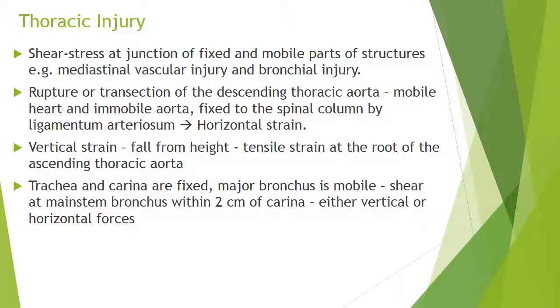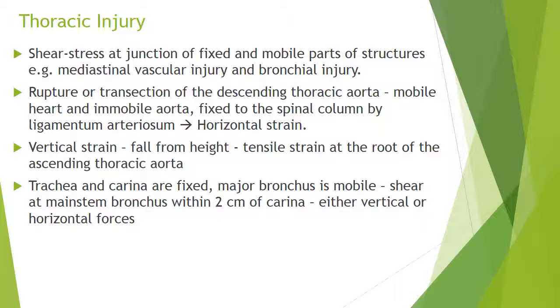the heart is mobile, whereas the aorta is immobile, because it is fixed to the spinal column by the ligamentum arteriosum. Therefore, there is a rupture or transection of the descending thoracic aorta. In a vertical strain such as a fall from a height, the tensile strain occurs at the root of the ascending aorta with the mobile heart. So this tells you the difference between a vertical and horizontal strain.